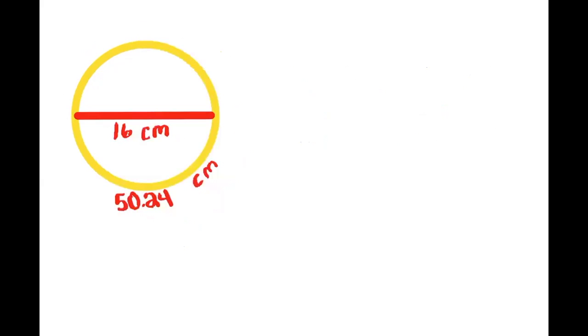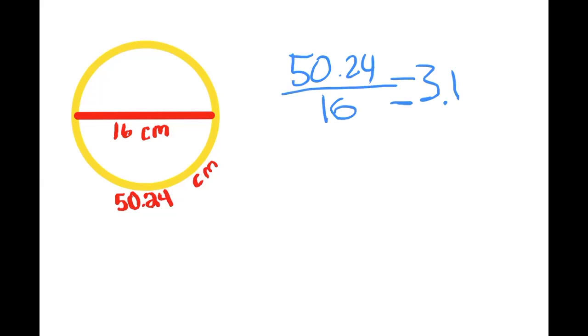Now let's move on to the second example. This one is quite similar to the last one. We know that the circumference is 50.24 centimeters, and the diameter is 16 centimeters. We already know the formula, circumference over diameter. So it would be 50.24 over 16, which would equal 3.14, or as we already know, pi.